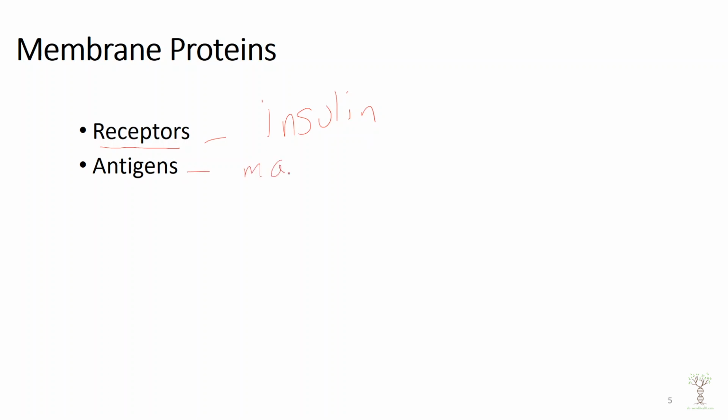Antigens act like cell markers. An example would be the blood types, like having type A blood or type B blood or type O. Then these antigens help to label the cell. Enzymes catalyze chemical reactions. We can have enzymes inside the cell and outside the cell. Some are in the bloodstream, and sometimes there are enzymes in the cell membrane that help to catalyze chemical reactions.